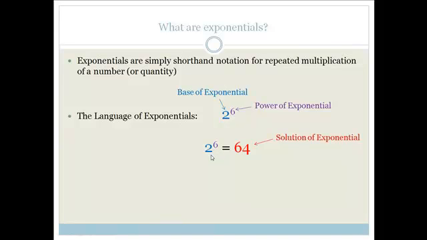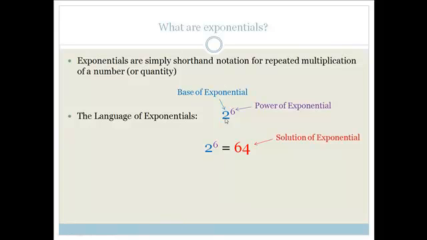So once we've done that multiplication, this would be 2 times 2 times 2 times 2 times 2 times 2, which turns out to be 64. You can do it by hand or using your calculator. We can write the statement 2 to the 6th power is equal to 64. And that number 64 is the solution of the exponential. It's the number that you compute when you actually do the multiplication that the exponential represents.